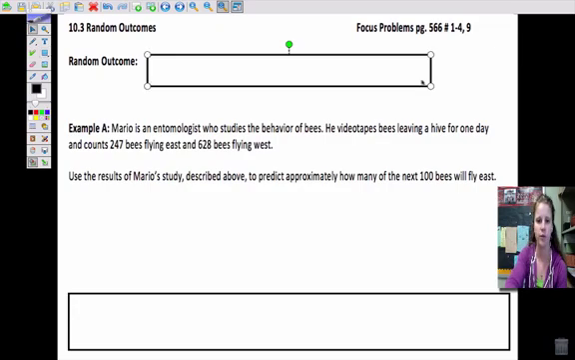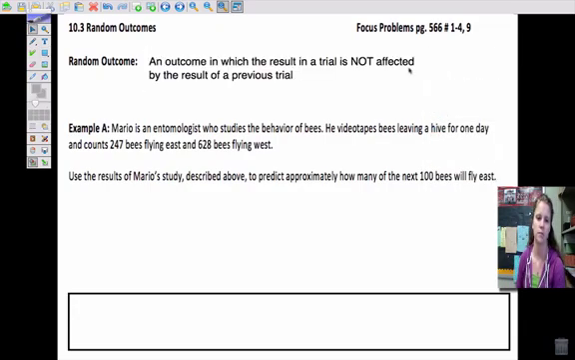Alright guys, 10.3, we're going to talk about random outcomes. A random outcome is an outcome in which the results of a trial do not affect the results from the previous trial, or you really can't describe or predict what's going to happen. There's no concrete evidence that what comes next will be the same as or will follow the same patterns as what came before.